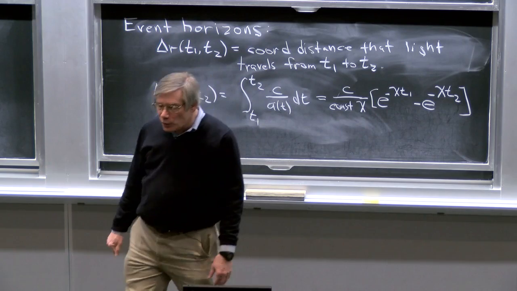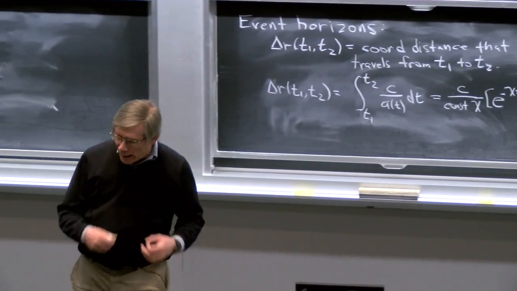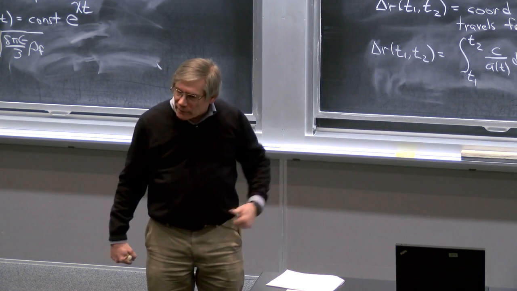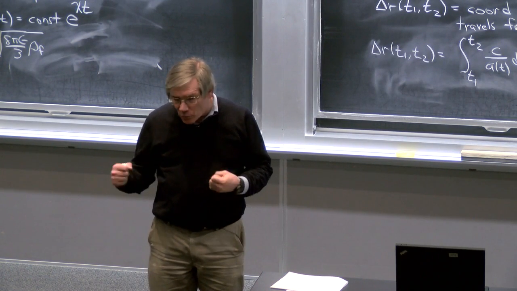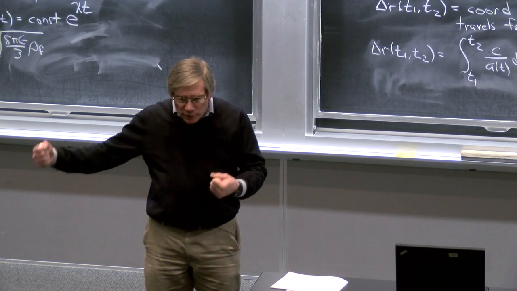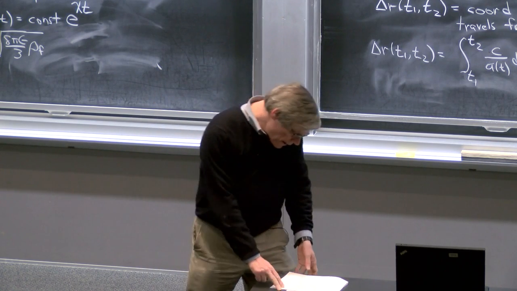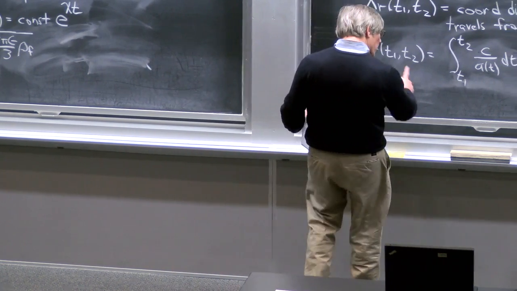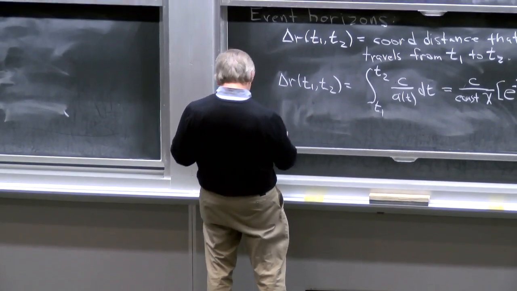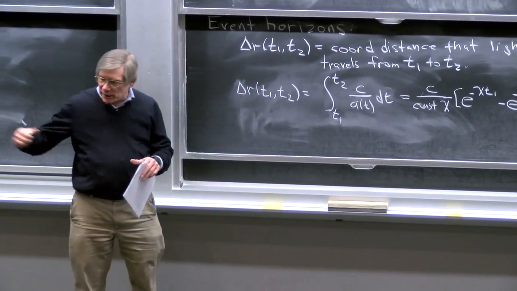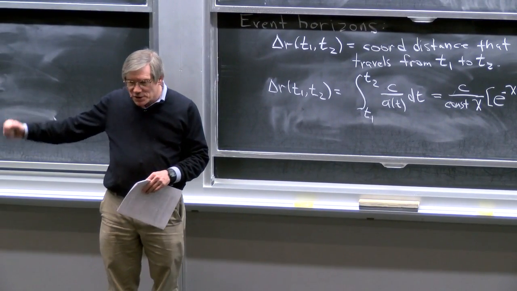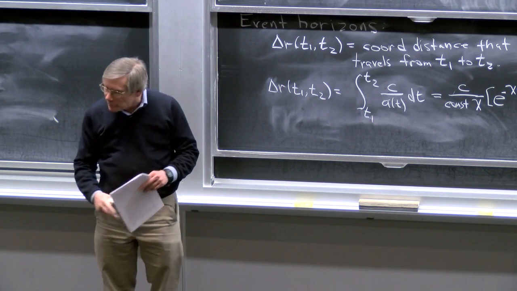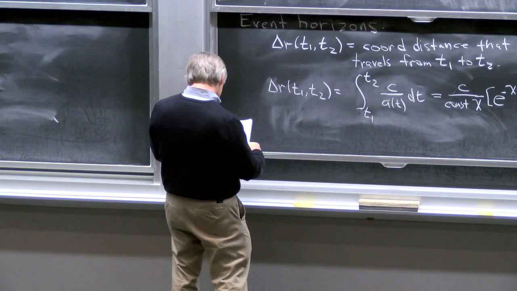So no matter how long you wait, anything that started out with a coordinate separation larger than that asymptotic value will just never be reached by a light pulse that you've sent. And that's what this event horizon is. And it's easy to see what it actually amounts to numerically. If you want to know how far away the object has to be now in physical terms so that its coordinate distance is larger than the maximum we get here, we know how to do that.